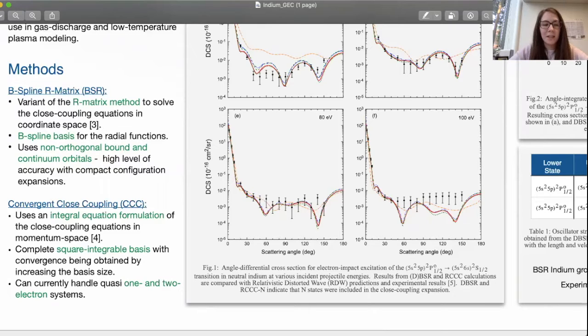CCC uses an integral equation formulation for solving the close coupling equations in momentum space. It has a complete square integral basis, and convergence can be obtained by simply increasing the basis size. It can currently handle quasi-one and two electron systems, so for this particular application to indium, CCC cannot open the 5s shell, whereas BSR can.